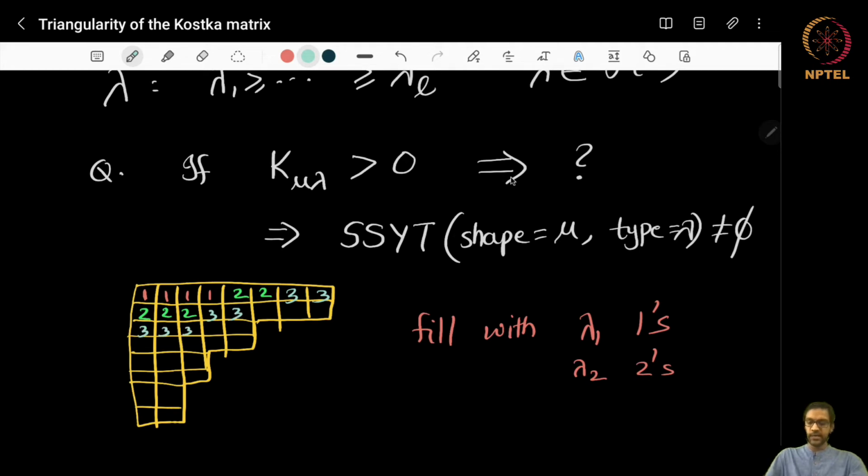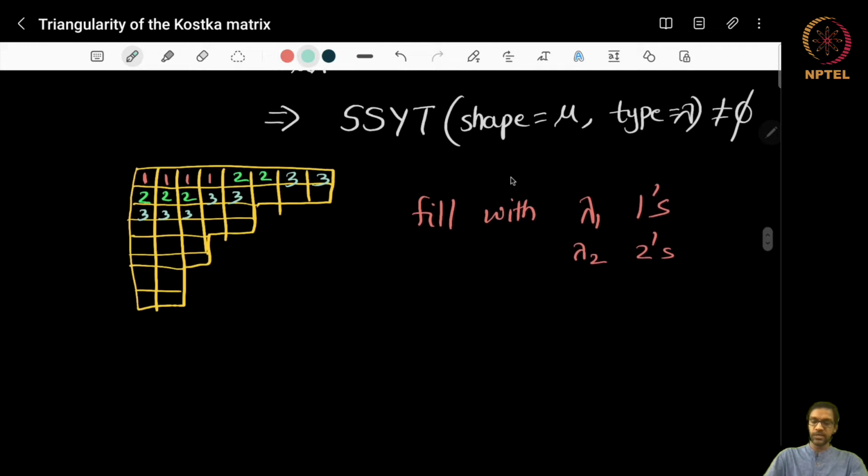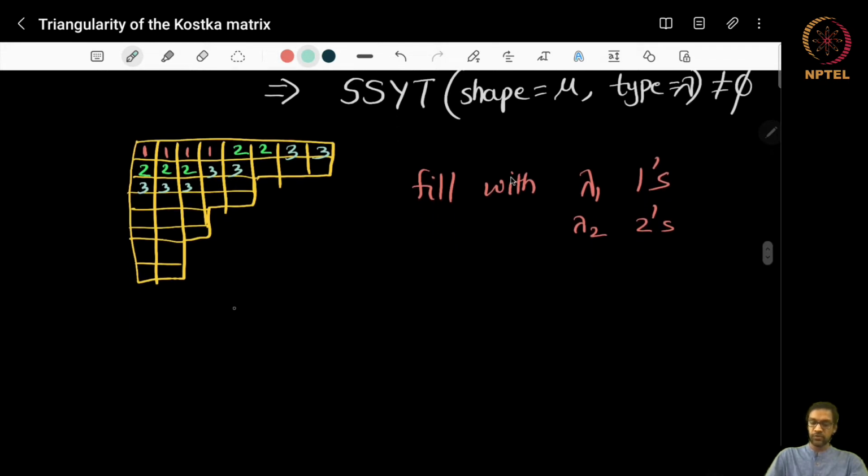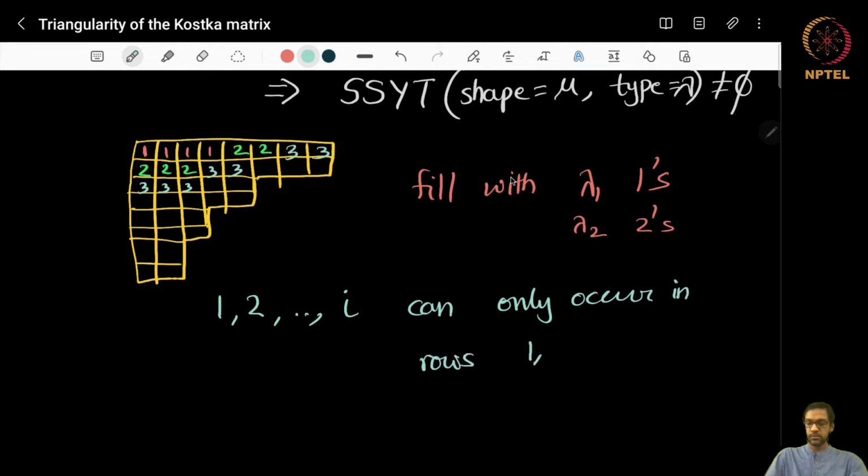So the strictly increasing condition imposes a certain restriction. We conclude the following: look at the numbers 1, 2, 3 up to i. These numbers can only occur in rows 1 to i. In other words, i cannot occur in row i plus 1 or beyond. So this is the simple observation.